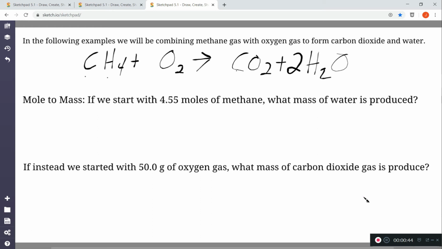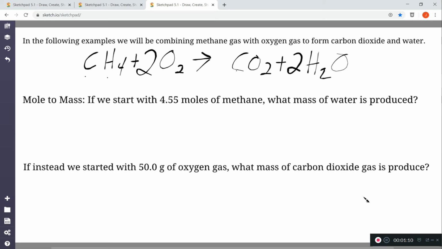I have 2 oxygen on the left, but I have 2 oxygen with the carbon dioxide and 2 oxygen with the double water. So I need a total of 4 oxygen on the left, which is easy enough to do. We just make that a 2 right there. Double check: 1 carbon, 1 carbon, 4 hydrogen on the left, 4 hydrogen on the right, 4 oxygen, and we have 2 oxygen from the carbon dioxide and 2 oxygen from the water.